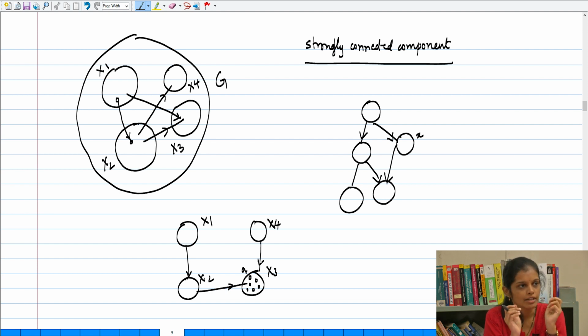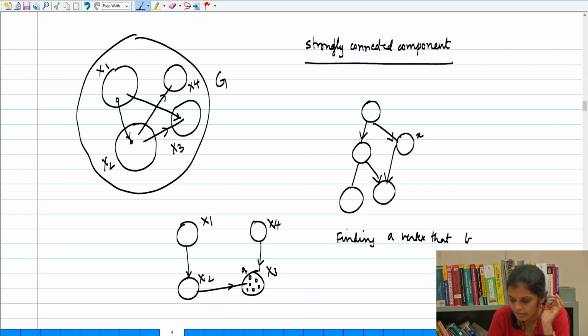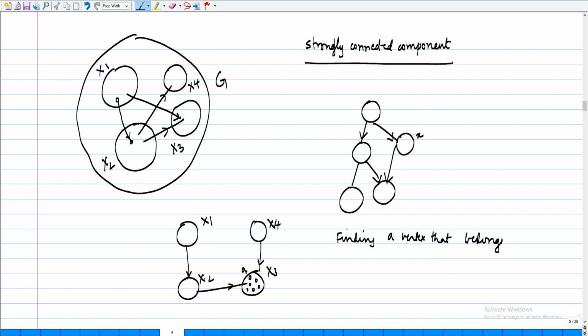This is very good. So now what are our tasks that we have in terms of finding out the strongly connected components? Sink strongly connected component or a vertex that belongs to the sink strongly connected component, right? So is this clear? What is the motivation for this? We are interested in finding a vertex that belongs to a sink strongly connected component.